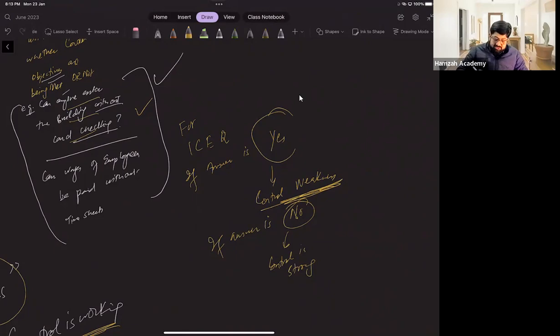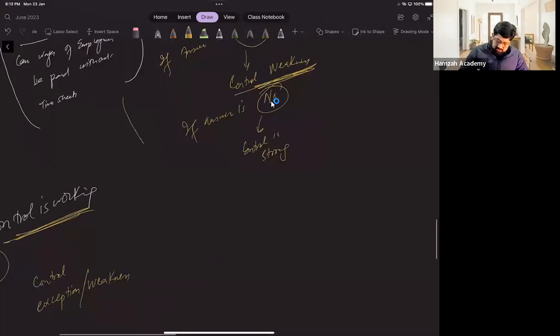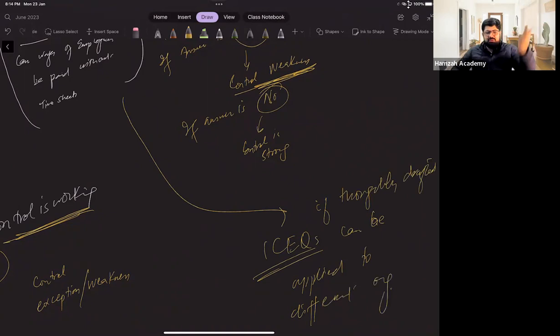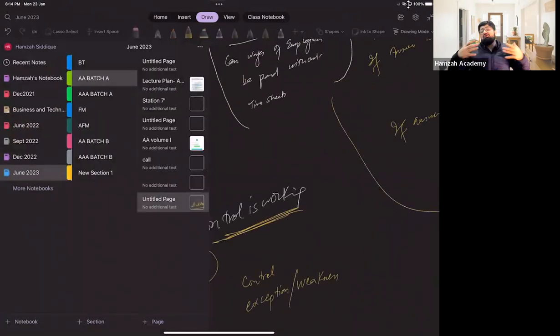So ICEQ has an advantage: it can be applied to different organizations if thoroughly drafted. The same can be used in different organizations because you are talking about objectives, not specific controls.